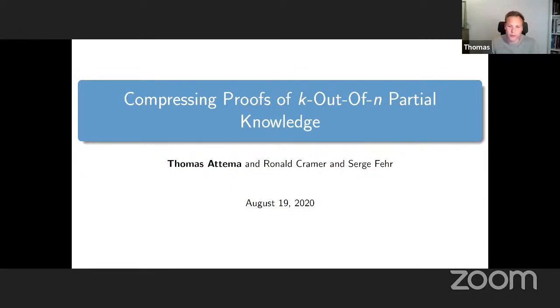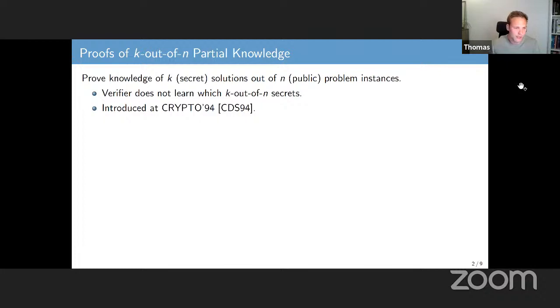This is indeed a joint work with Ronald Kramer and Serge Fair on compressing proofs of partial knowledge. So the setting we are considering is a prover that claims to know K secret solutions out of N public problem instances, and it wishes to prove the veracity of this claim without the verifier learning which K out of N secrets the prover knows.